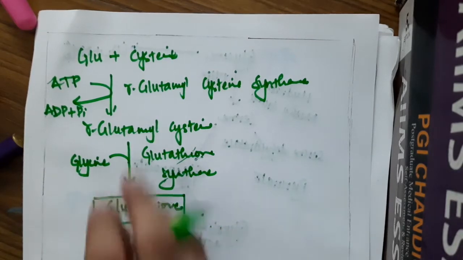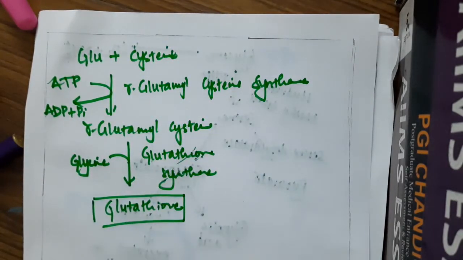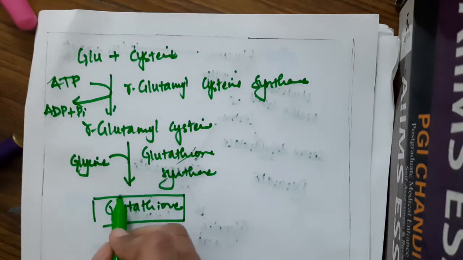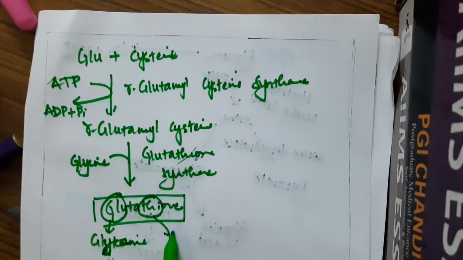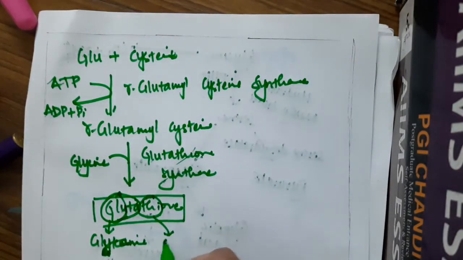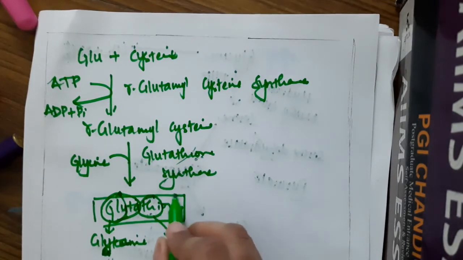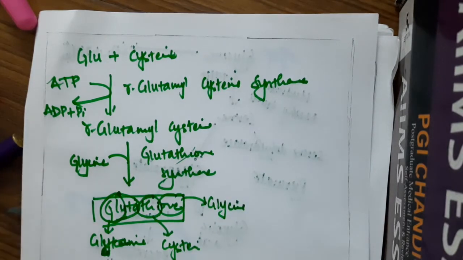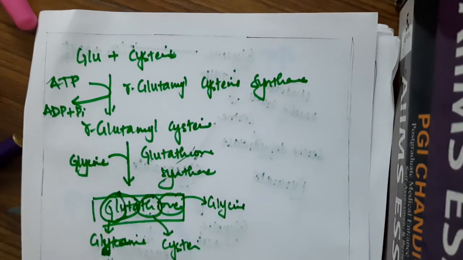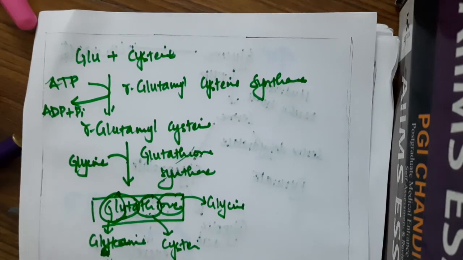Even if you do not remember these steps, remember the amino acids present in glutathione. It's simple. Glu is glutamic acid. Thio is nothing but sulfur, so the sulfur containing amino acid is cysteine. The last part is the first amino acid, which is glycine. So glutathione contains glutamic acid or glutamate, cysteine and glycine.